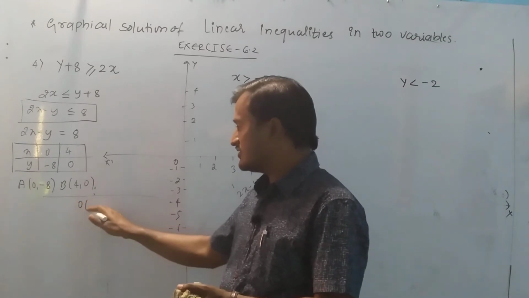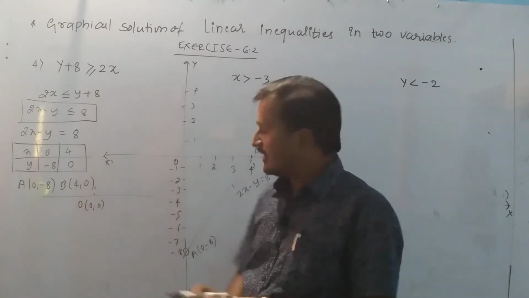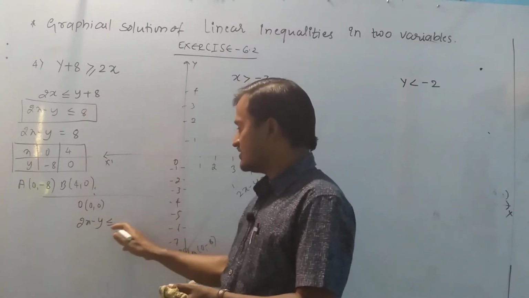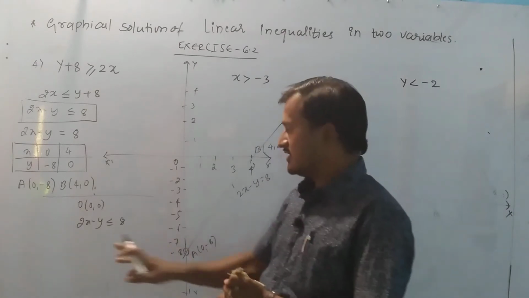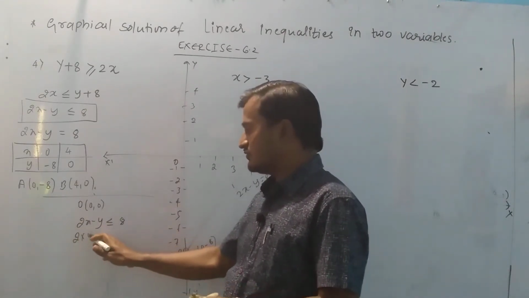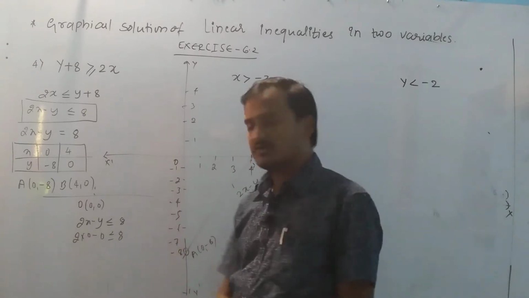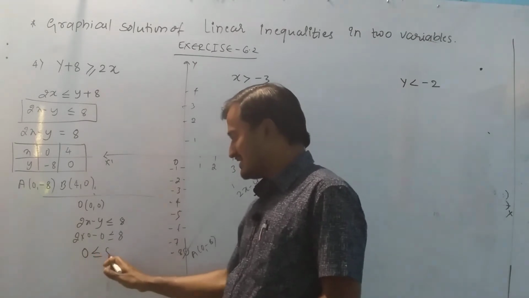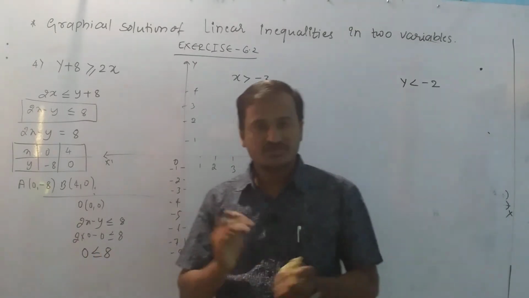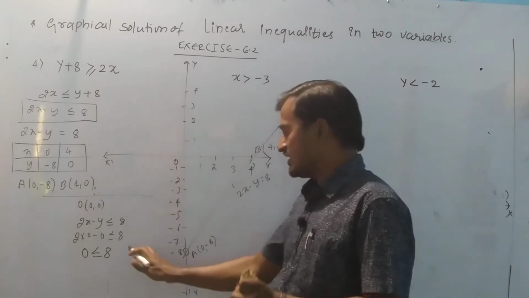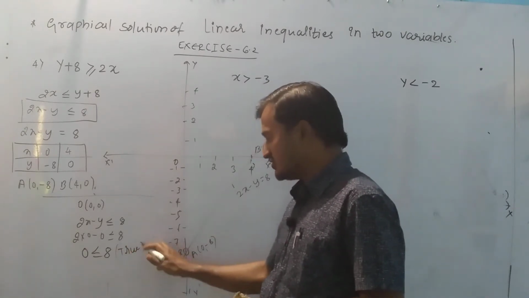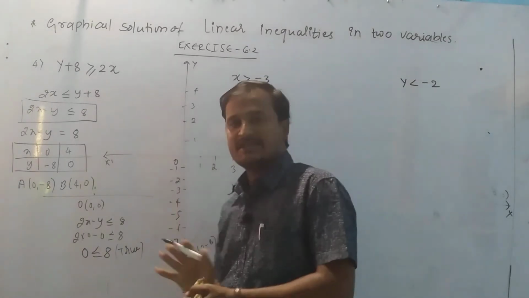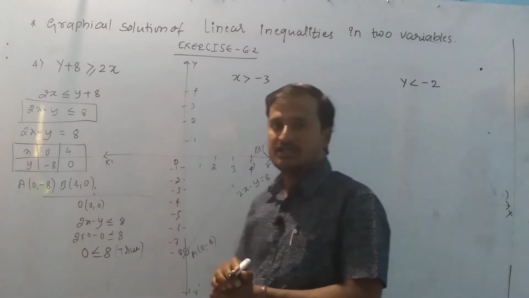I will take the point 0, 0, right. I will substitute this point in this inequality. Sorry, in inequality 2x minus y is less than or equal to 8. What is the value of x? 0. 2 times 0 minus 0 is less than or equal to 8. 2 times 0 minus 0 equals 0. 0 is less than or equal to 8. Okay, clearly 0 is less than or equal to 8, hence it is true. Therefore, the points lying above this line satisfy the equation.